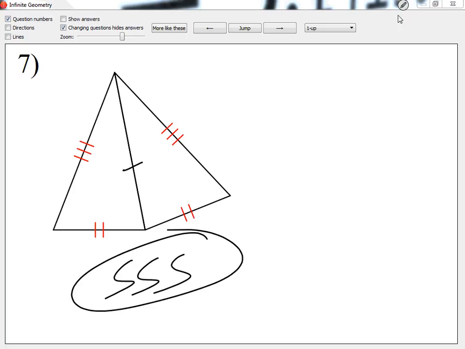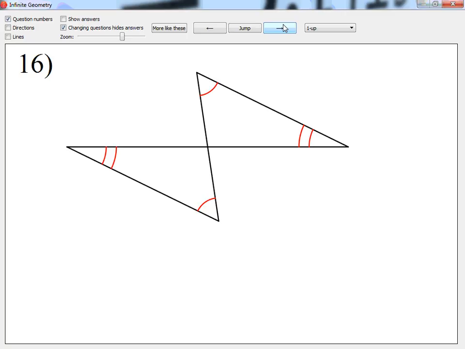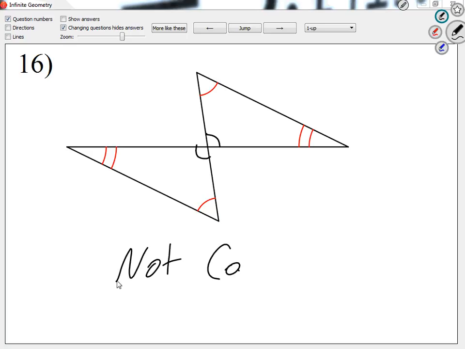All right, looking at number 16, we can mark this angle. Now I see that I don't have any sides. They're all angles. Is angle, angle, angle a rule? No. It is not, right? If we don't know what rules, they're on the board. Angle, angle, angle is not a rule. So not congruent.